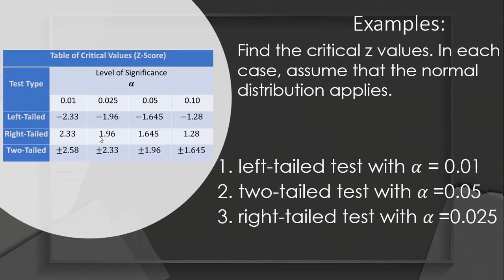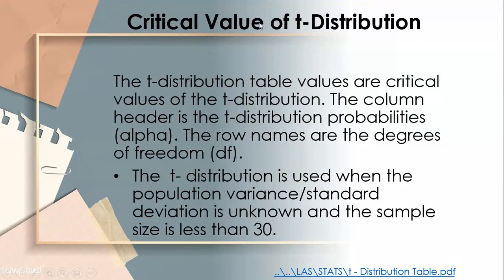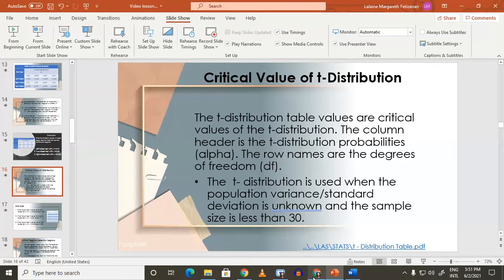And number 3, right-tailed test with alpha of 0.025. So, sa right-tailed, 0.025, that is 1.96. So, yan yung magiging critical Z value natin. Now, t-distribution. Kailan naman ito ginagamit? Ang t-distribution is used when the population variance or standard deviation is unknown and the sample size is less than 30. So, gagamit naman tayo ngayon ng tinatawag na t-table.